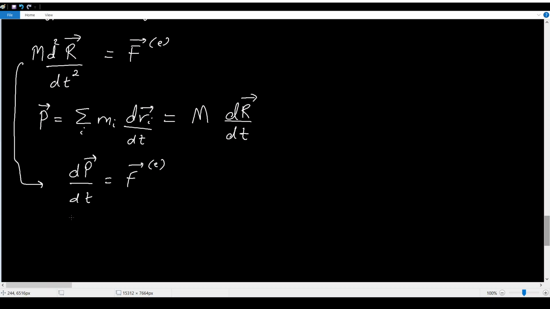And we can further deduce from this that if the net external force on the system of particles is 0, then dP/dt is 0, i.e. the total linear momentum of the system is a constant. So this is the conservation of linear momentum.